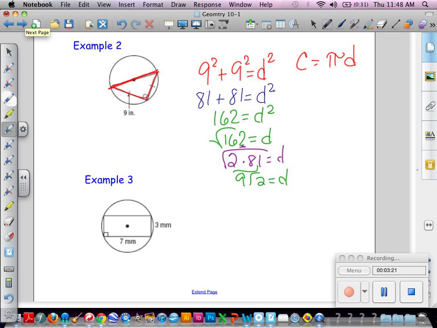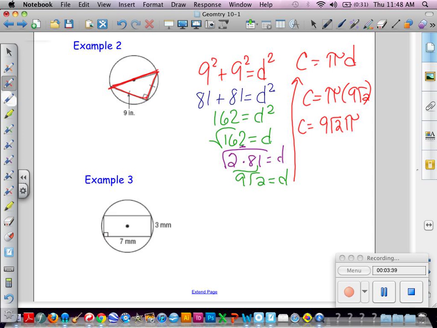So now I need to find my circumference. I'm going back up here. Circumference is pi, and then it's 9 root 2. Pi is your last term, 9 root 2 pi, and then what's your label? Inches.